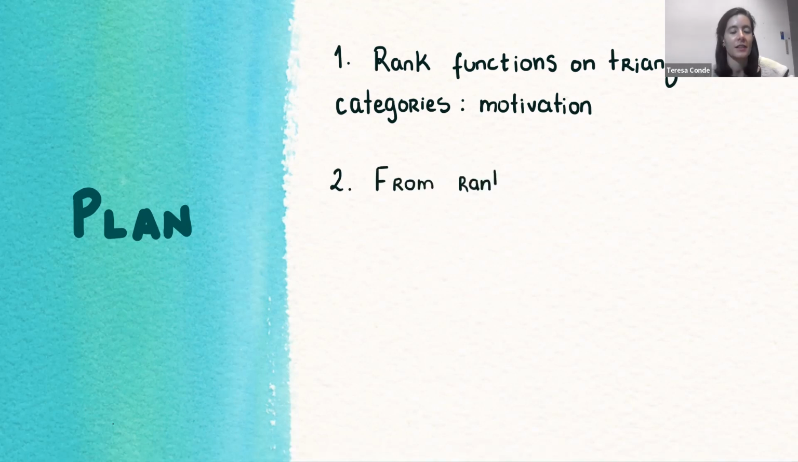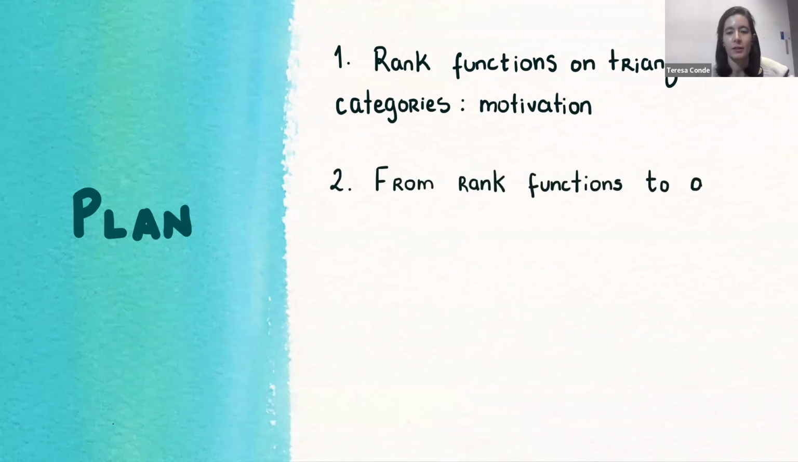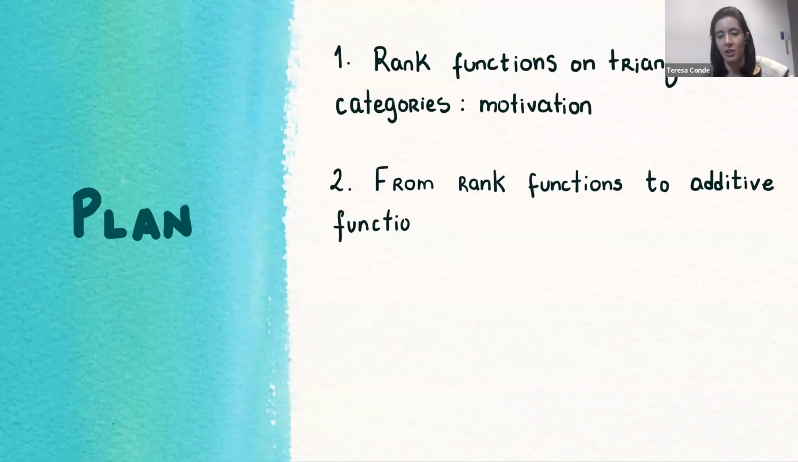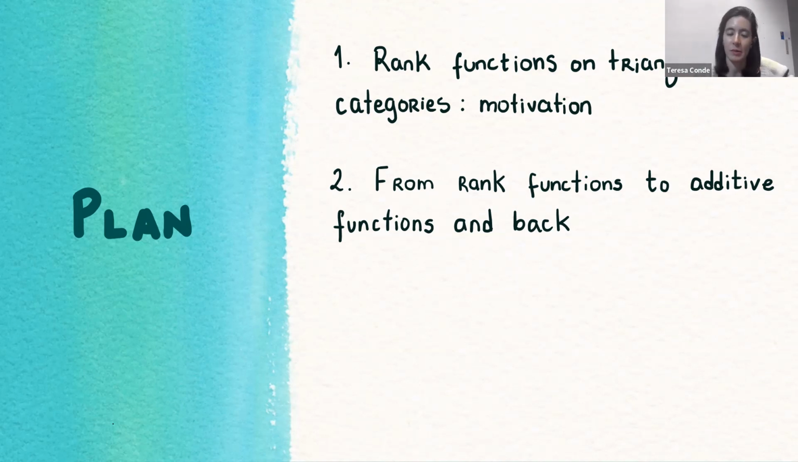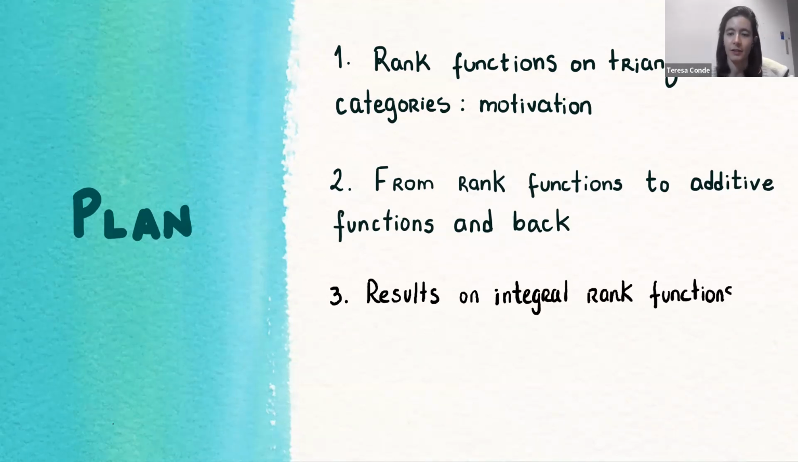And then in the second part, I'll try to explain how rank functions on triangulated categories are related to another class of functions which are called additive functions, and these are defined on abelian categories. So I'll explain how these two types of functions are related. And it turns out that these additive functions on abelian categories have been around for quite a long time, and they are very well studied, especially the integral ones.